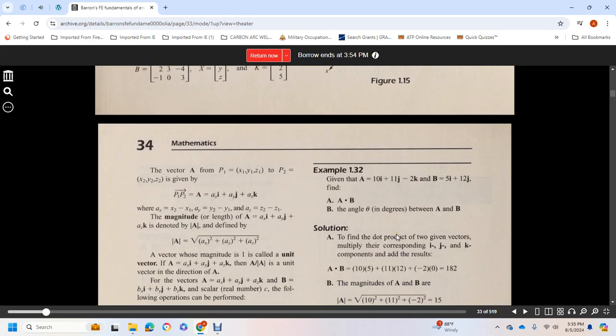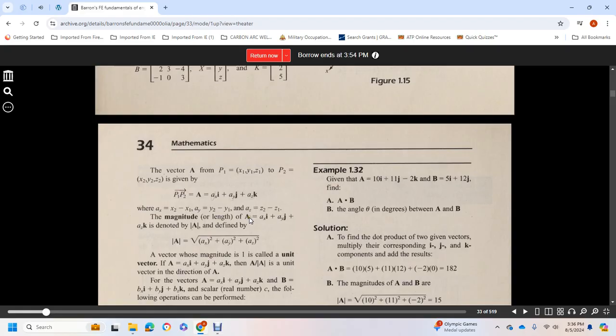Vector A from point 1 (x1, y1, z1) to point 2 (x2, y2, z2) is given by P1P2 equal to A, equal to Ax i plus Ay j plus Az k, where Ax equals x2 minus x1, Ay equals y2 minus y1, and Az equals z2 minus z1.